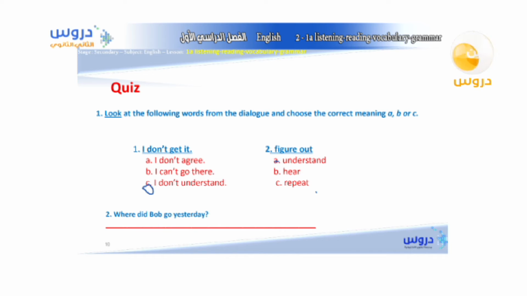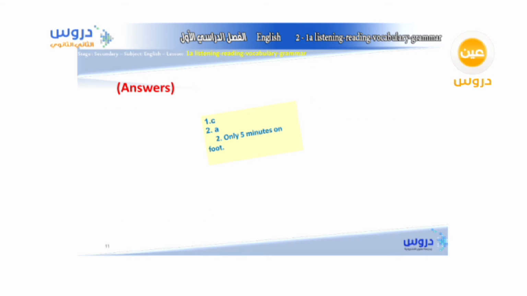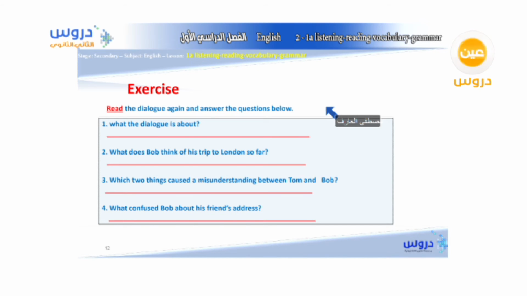It means A, I don't understand, I try to understand. To figure out something is to understand it. And finally, where did Bob go yesterday? He went for 5 minutes to the 80th Street, okay? Or he went 5 minutes on foot to go to his High Street and the 80th Street.